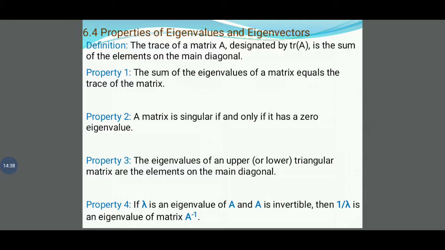What is that? If the upper triangular matrix is there, the eigenvalues are the diagonal elements, that is property 3, and it is valid for lower triangular too. Okay, now next, fourth property: if lambda is an eigenvalue of A and A is invertible, then 1 upon lambda is the eigenvalue of the matrix inverse.